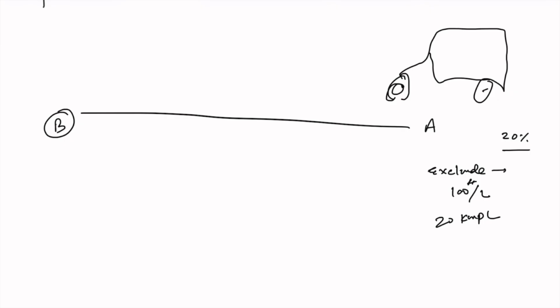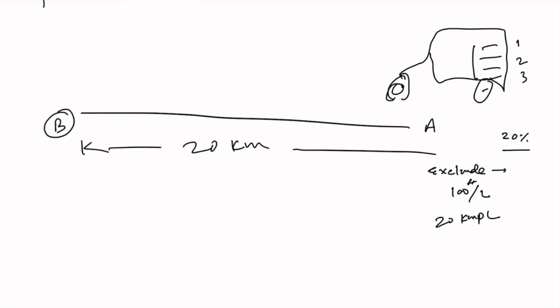Now, for one person, let's say the seating capacity is 3, okay? So what should be the price of one person from A to B? And the distance between A to B is 20 kilometers. Now think, it's a very practical problem.